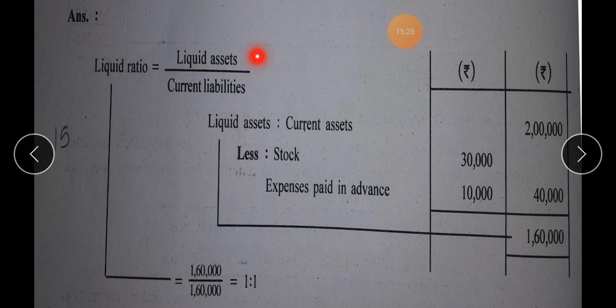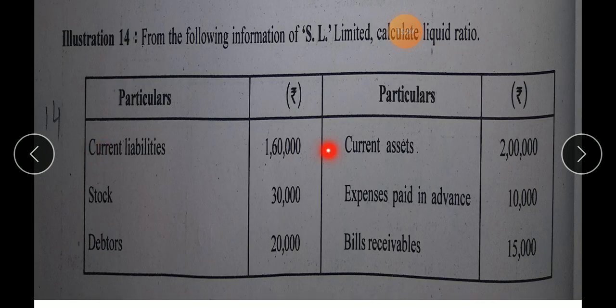Formula: liquid assets upon current liabilities. Liquid assets equals current assets minus stock and expenses paid in advance. Current assets 2 lakh minus 30,000 and 10,000, that is 40,000. So 2 lakh minus 40,000 gives you 1,60,000. And these are the liquid assets. And what are current liabilities? 1,60,000.